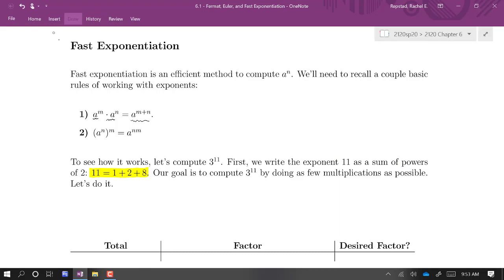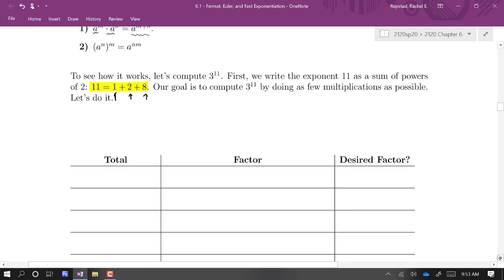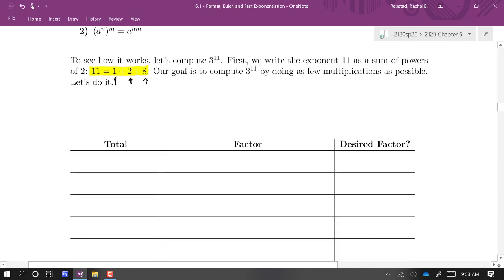And there it is. It's kind of like writing 11 in binary, but the place values where we put a 1, we just actually put what that number would be as a base 10 number. So I'm writing it as a sum of powers of 2. And we're going to find 3 to the 11th, and we're going to do as few multiplications as possible. And here's how it works.